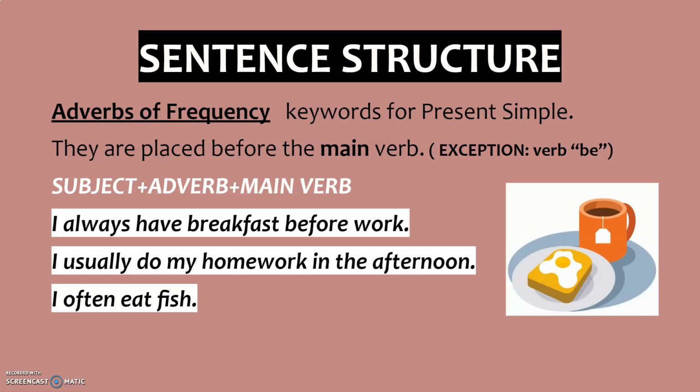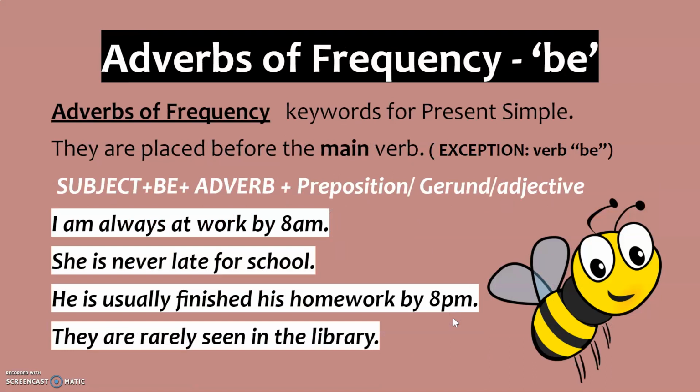Okay? So we're now going to look at sentences where we use the verb to be, and we'll see how that's different. Okay. When we use the verb to be, we have the verb to be before the adverb. Remember, the verb to be is, am, are, was, were, be, being, been. And we have it before the adverb. So, I am always at work by 8 a.m. I am always. Okay?